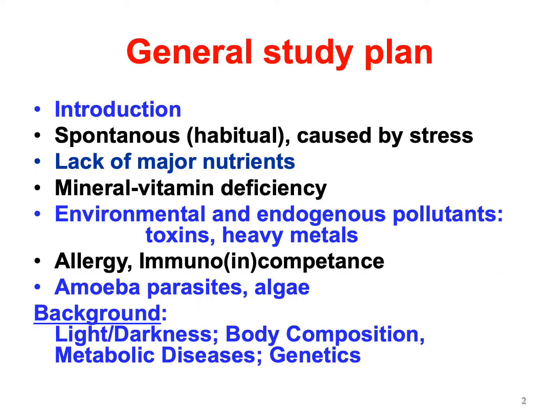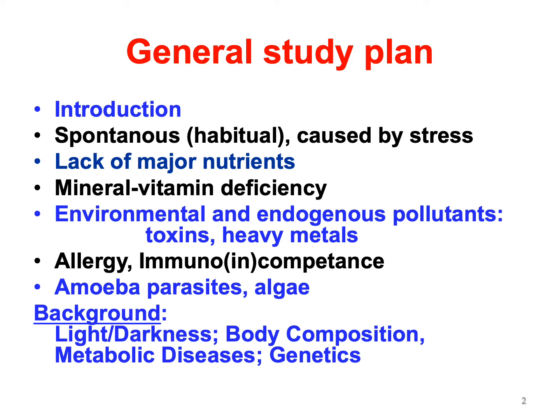In the general study plan, we will start with the introduction. After, we will see the spontaneous or habitual abortions caused by stress, lack of major nutrients, and mineral vitamin deficiencies will follow. Environmental and endogenous pollutants like toxins and heavy metals. Allergy, immunoincompetence or competence. And finally, Legionella syndrome, algal toxins, etc.